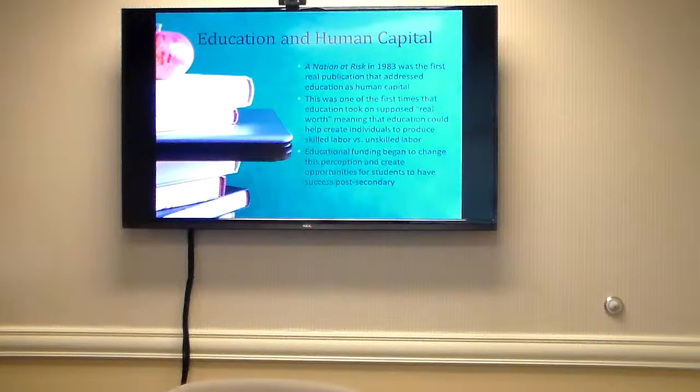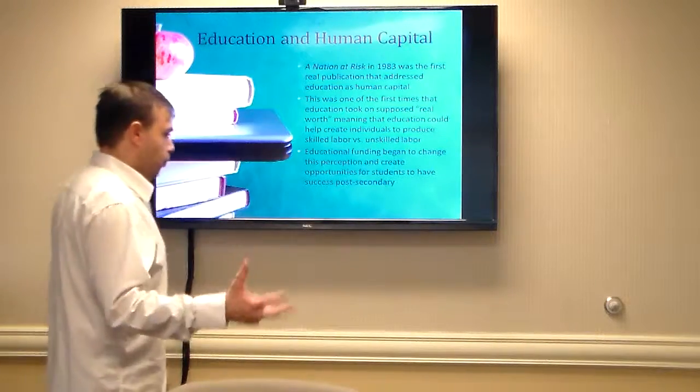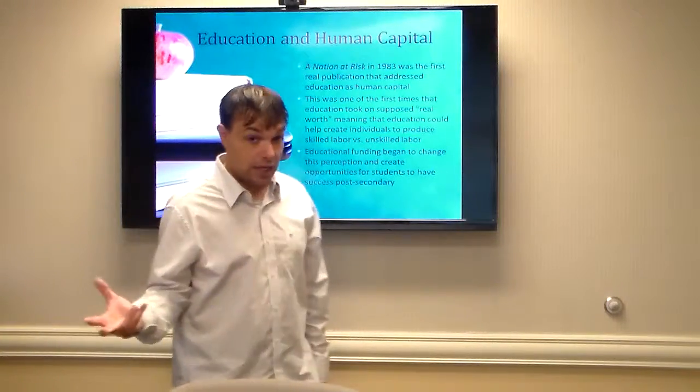So the first publication that ever addressed this was A Nation at Risk, and in all of your classes, I am sure you've heard of A Nation at Risk. It was the first time that education really discussed why you could use it to create individuals to produce the differences between skilled labor and unskilled labor. Funding changed. It gave people opportunities for post-secondary success, and it really pushed this notion of people pursuing post-secondary education.